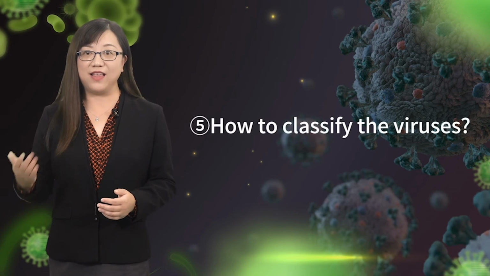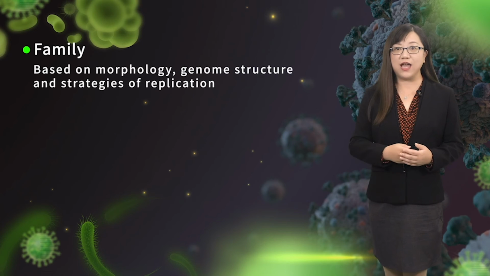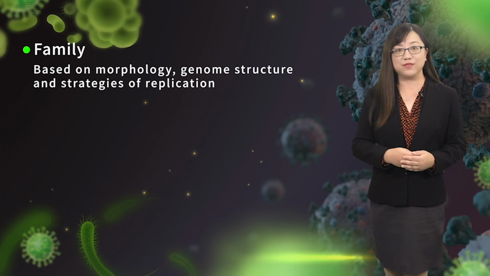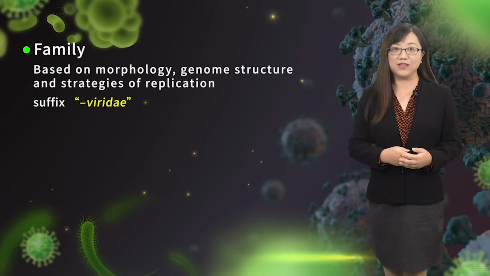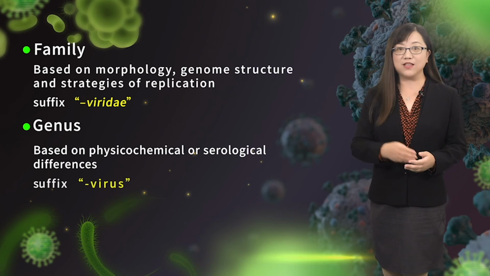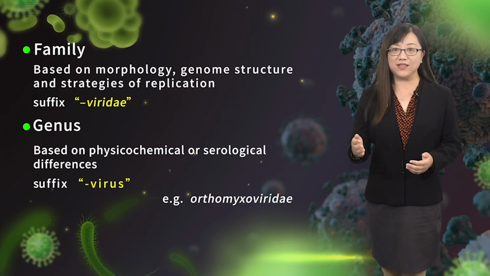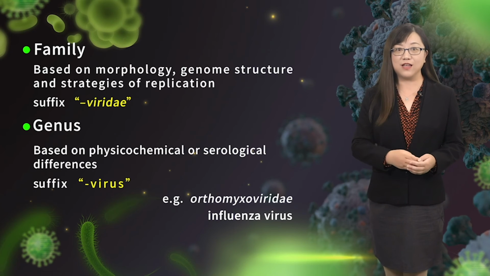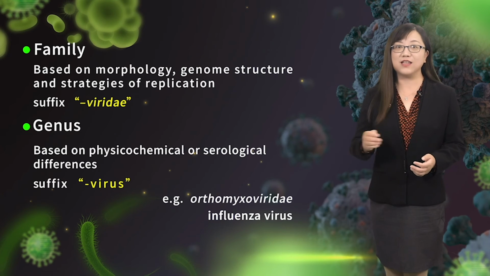How to classify the viruses? Family of viruses. Family is based on morphology, genome structure, and strategies of replication. The suffix is viridae, and it should be in italics. Genus. Genus is based on physical, chemical, or serological differences. The suffix is virus. Example: Orthomyxoviridae, influenza virus. Orthomyxoviridae is a family name. Influenza virus is a genus name.